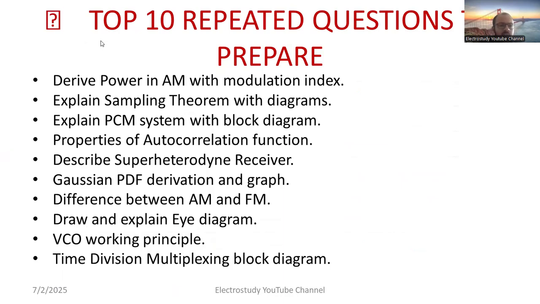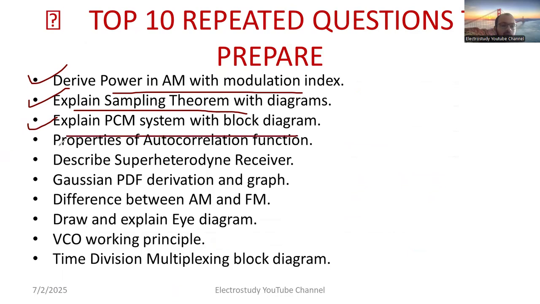Top repeated questions in the PYQs: derive the power in AM and modulation index. It's a repeated question. Then explain the sampling theorem. Then explain the PCM system with the block diagram, properties of autocorrelation function, describe the superheterodyne receiver, then Gaussian PDF derivation. That is also important.